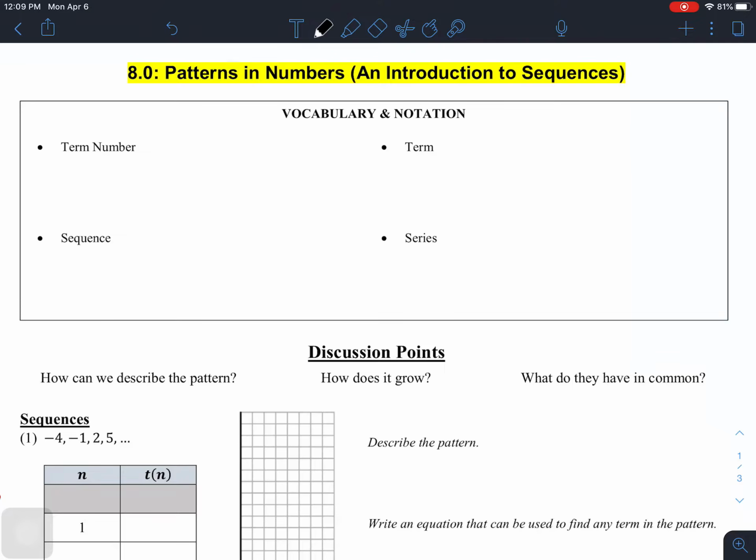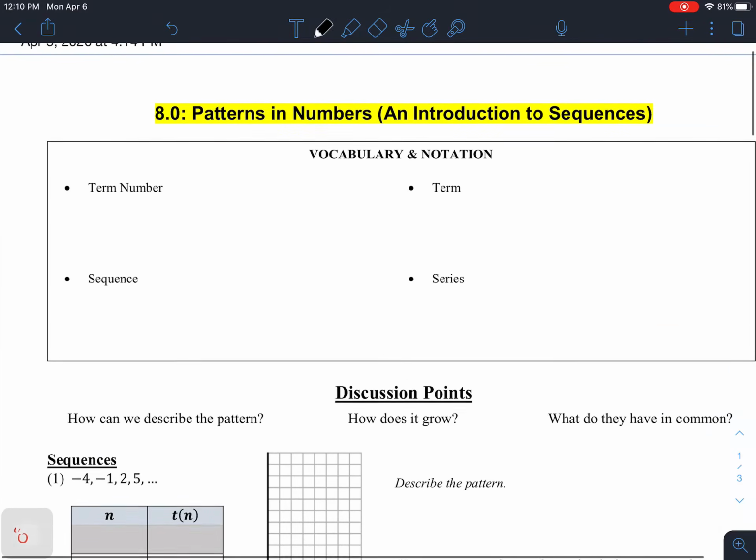This video is over lesson 8.0, which is an introduction to sequences. We're going to focus on looking at patterns and numbers. This lesson is kind of the foundation for the rest of chapter 8. We're going to look at certain vocabulary words and notations we're going to use so we can get more comfortable with them, and then work on identifying patterns to help us build our understanding throughout this chapter.